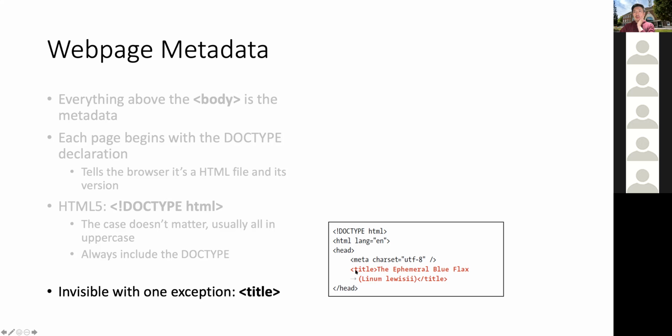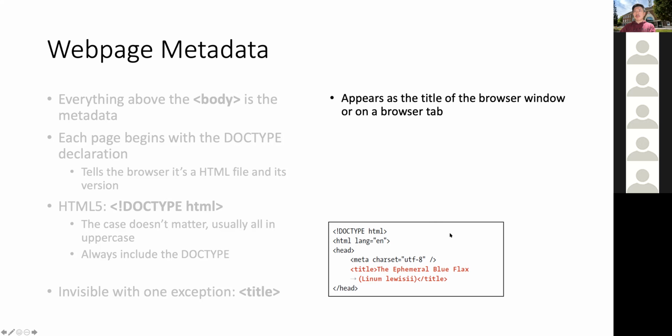And finally, this title. Title is something which you will actually see, and you will not see, say, language equal to English or character set equal to UTF-8. But the title is something that will display in the title bar of the browser window, and it is not actually in the page content in the browser.